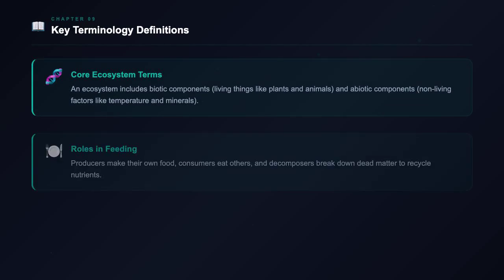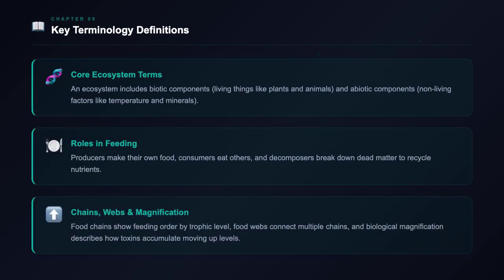An ecosystem is a community of organisms interacting with each other and their environment. The living parts are biotic components, including plants, animals, and microorganisms. Non-living factors are abiotic components, like temperature and minerals. Organisms that make their own food are producers. Consumers eat food produced by others. Decomposers break down dead matter.